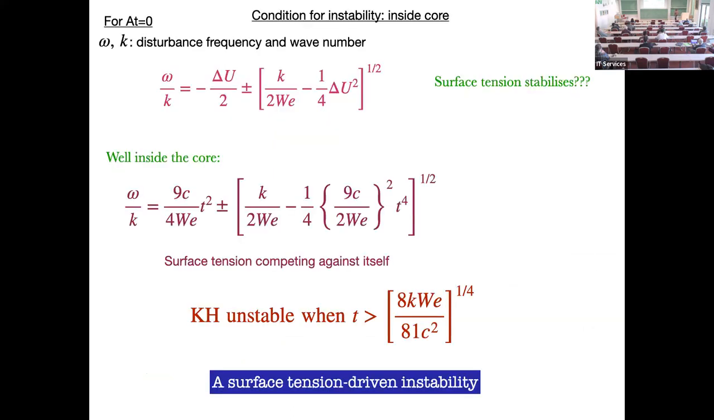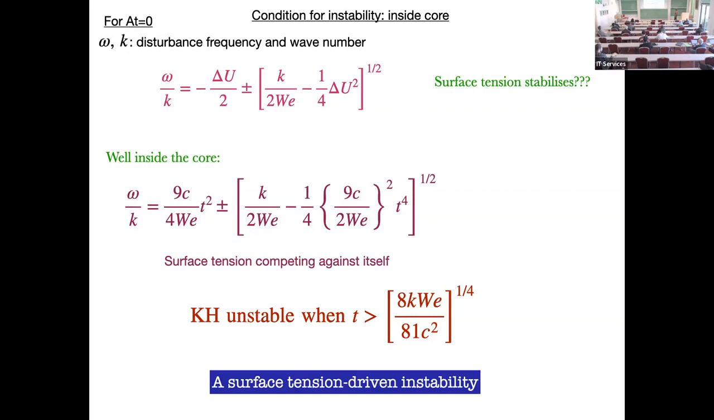By standard methods, such as in Chandrasekhar's book, we can write down the growth rate of this instability, knowing that it's Kelvin-Helmholtz. Omega is the disturbance frequency, and if its imaginary part is positive, it will give you an exponentially growing instability. This thing is under a square root sign and it's plus minus. So if this thing is negative, then you get a positive imaginary part of the disturbance frequency, and so the flow will become unstable.